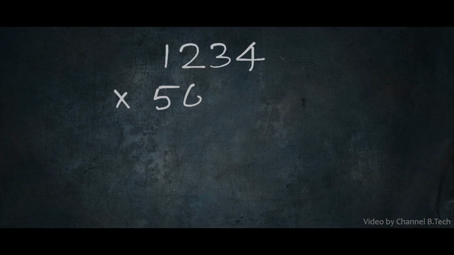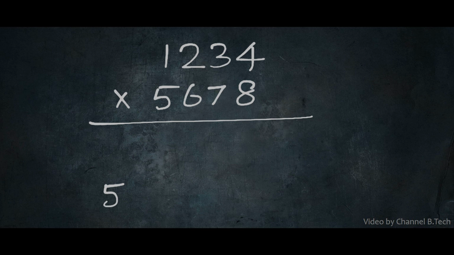Let us take one example. 1, 2, 3, 4 multiplied with 5, 6, 7, 8. When I multiply 1 and 5, I will get 6 zeros. So this should be my first step. So 1 into 5 is 5.